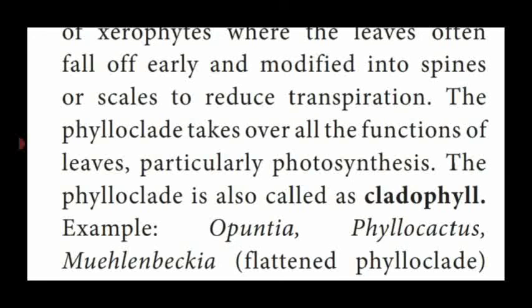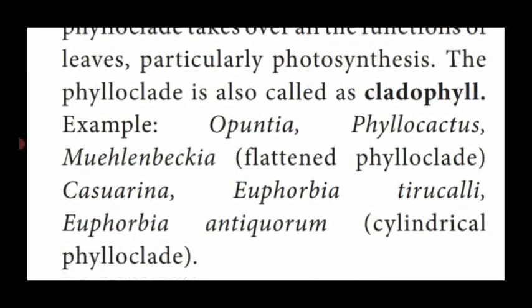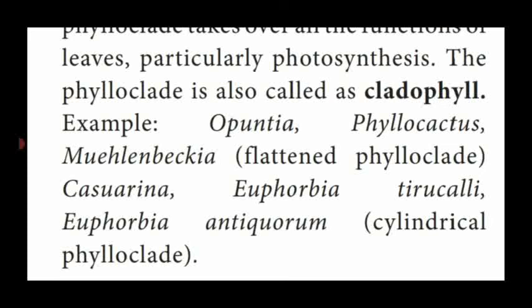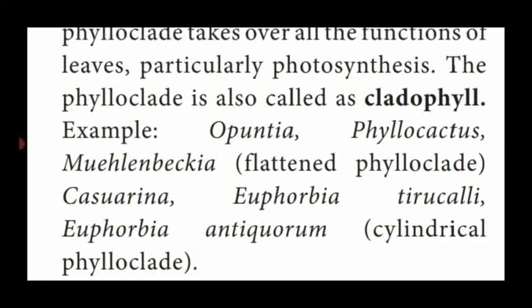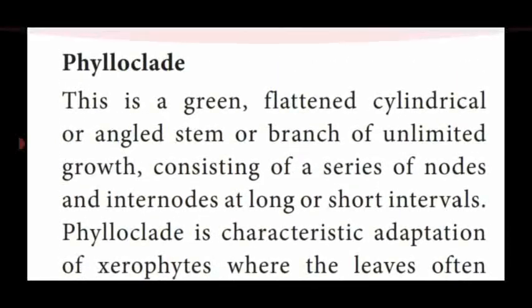Dear students, write a short note on phylloclad is a book back question, an important 5 mark question. Sometimes they'll ask the question, write a short note on cladophyll with example. So the examples of phylloclad stem are Opuntia, Phyllocactus, Muehlenbeckia, Casuarina, Euphorbia tirucalli, Euphorbia antiquorum. So these are all the different xerophytic plants showing the aerial stem modification known as phylloclad.